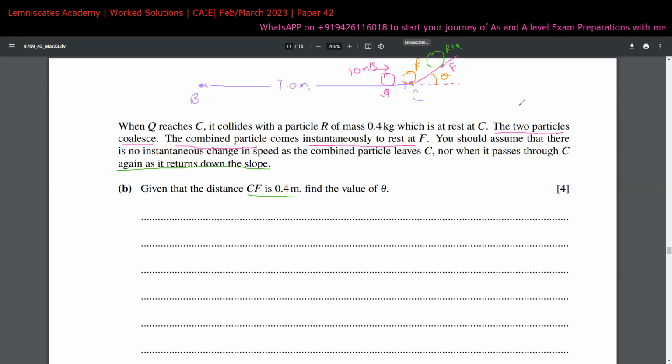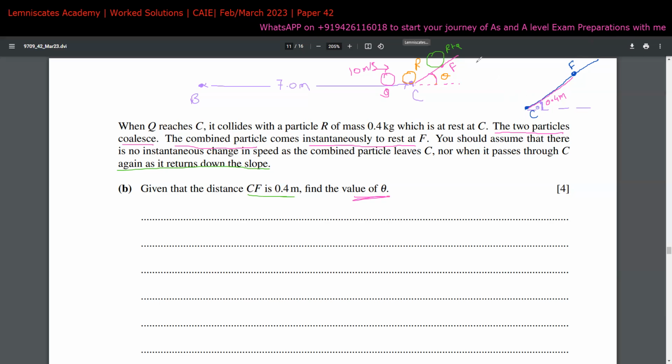So for that, let me just draw an extra separate diagram only for that. Let's call this point F. Let's call this point C. So this distance becomes 0.4. This is 0.4. And now we have to find out the value of the theta that is over here. So let me draw a dotted line with a different color maybe. And now this theta is something that we have to figure out.